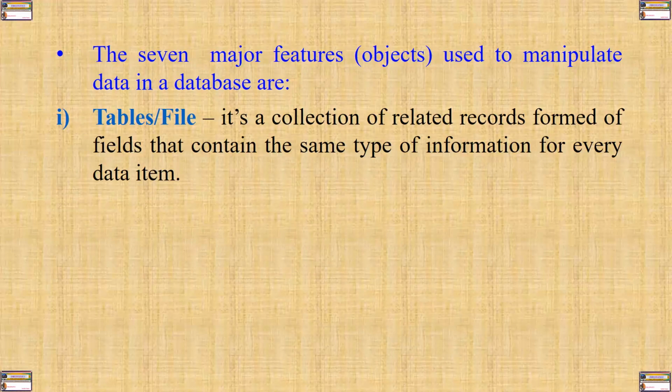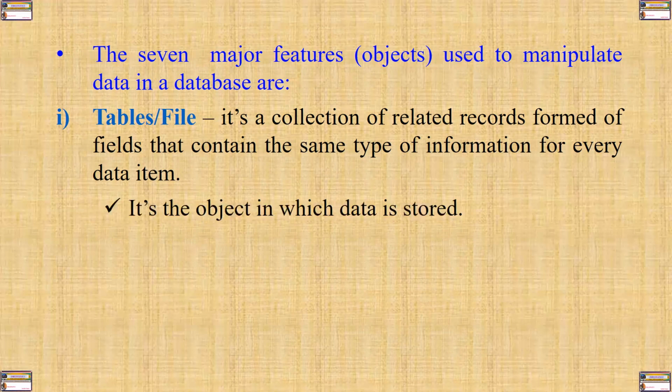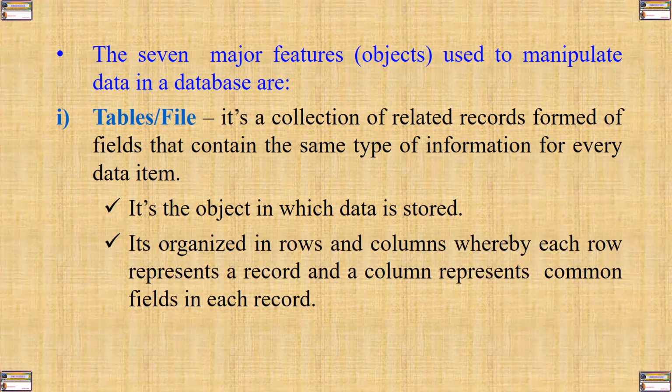The 7 major features or objects used to manipulate data in a database, therefore, are, number one, tables, also called a file. A table is a collection of related records formed of fields that contain the same type of information for every data item. It is the object in which data is stored. It's organized in rows and columns, whereby each row represents a record and a column represents common fields in each record.